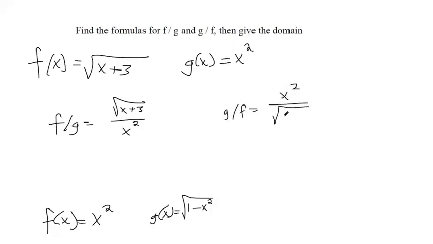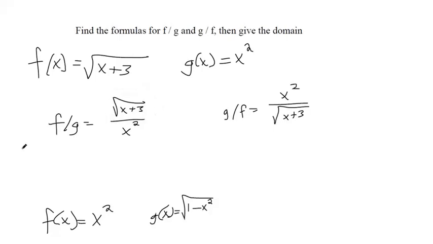Now the domain represents all the possible numbers that you can plug in for x without breaking any math rules. So you want to look for square rooting a negative, which is a potential problem in both of these, and you want to look for the possibility of dividing by 0, which is a possibility over here and over here. Okay, so let's do the square root of a negative possibility first.